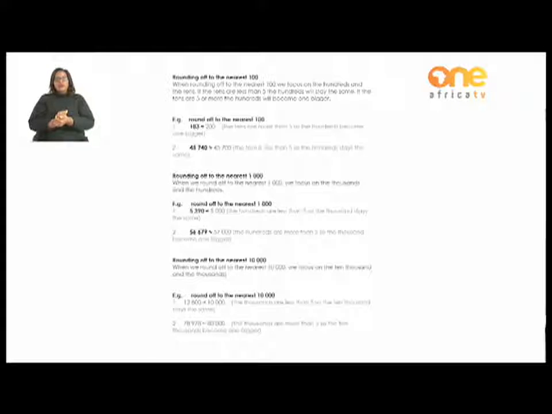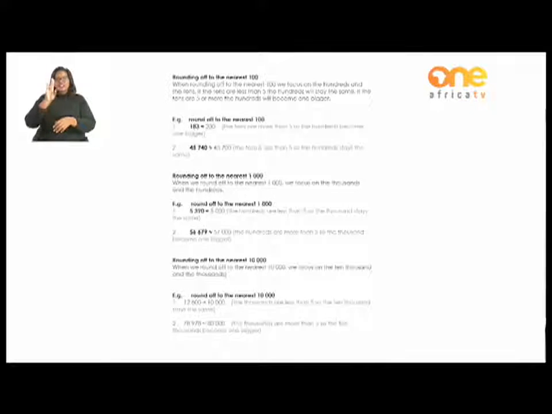183 rounded off to the nearest 100. We find the 100, that is the number that will either become 1 bigger or stay the same. And we look at the 10. If the 10 is 5 and more, the 100 will become 1 bigger. So let's see. The 10 is an 8, which is more than 5, meaning that will change the 100, and the 100 becomes 2. So 183 is rounded off to the nearest 200.